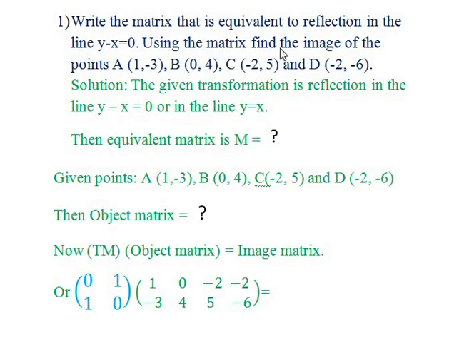Using the matrix, find the image of the points A (1, minus 3), B (0, 4), C (minus 2, 5), and D (minus 2, minus 6). So first we have to find the matrix equivalent to the reflection in this line. And then we have to use that matrix to find the image of A, B, C, D. Okay. So look at here.